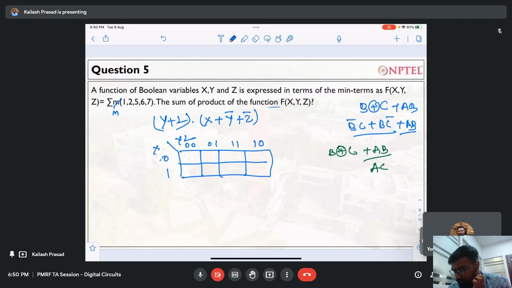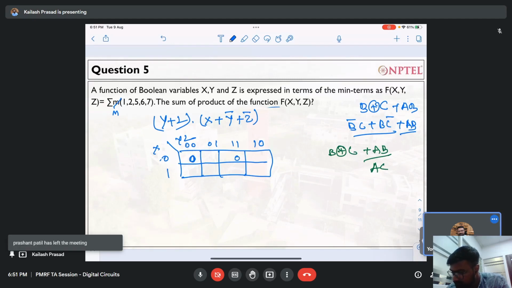And we are just taking the zeros. That is, 1 2 5 6 7 are min terms, so those are 1. So the remaining terms, 0 3 4, are the max terms. Okay, so those are represented by 0. So these are my max terms, right? We can just keep it as 0 so as not to confuse us. Then 0, and 3 is 0, and 4 is 0. Okay.